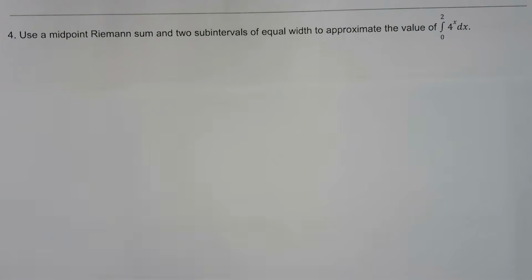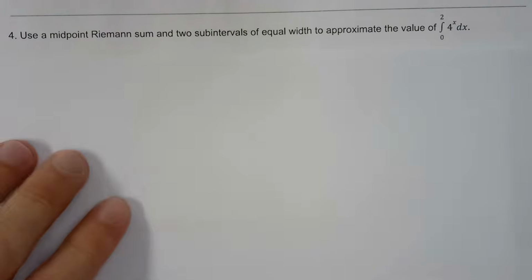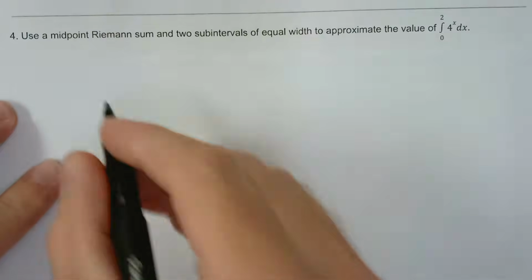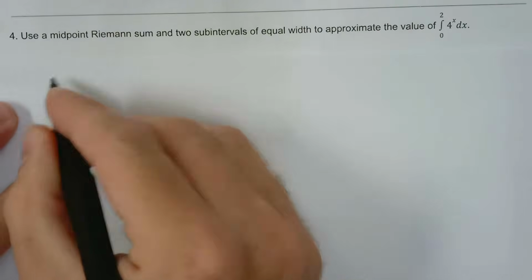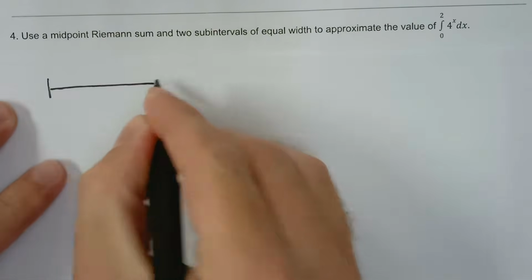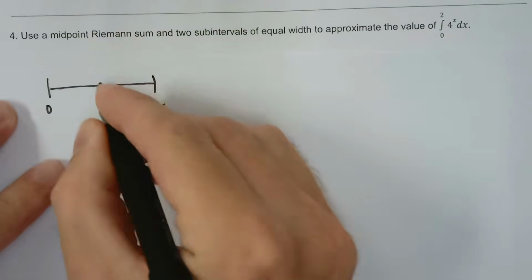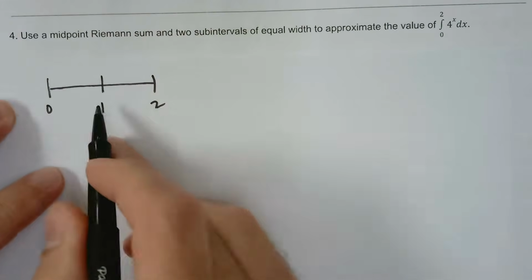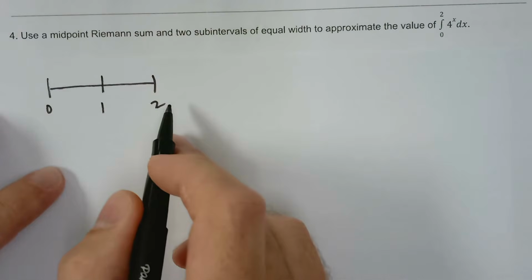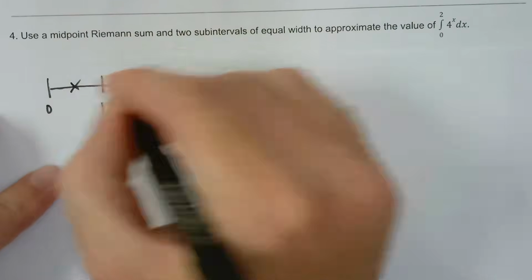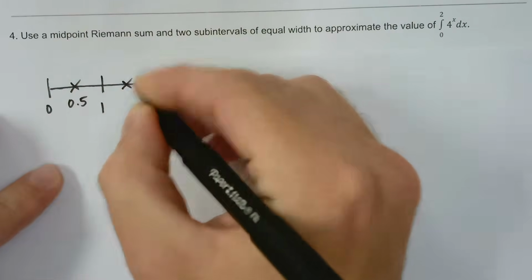The next one's talking about a midpoint Riemann sum. With a midpoint Riemann sum, I'm always going to recommend that you draw out the interval and map it to make sure you're getting your correct midpoints. So we're going from x equals 0 to x equals 2. So I'm going to just draw that. And 2 subintervals of equal length. Okay, so each subinterval is going to have width 1. And we want to use a midpoint sum. So my midpoints of each subinterval are going to be 0.5 and 1.5.